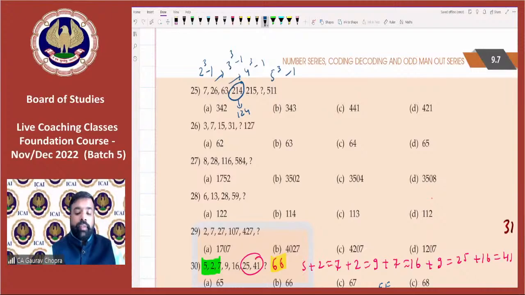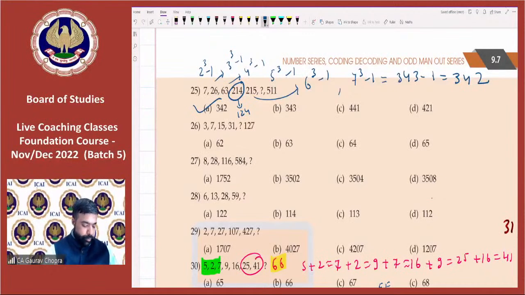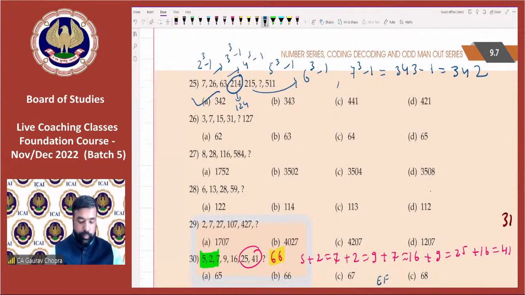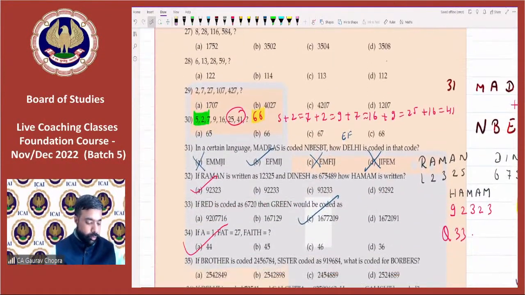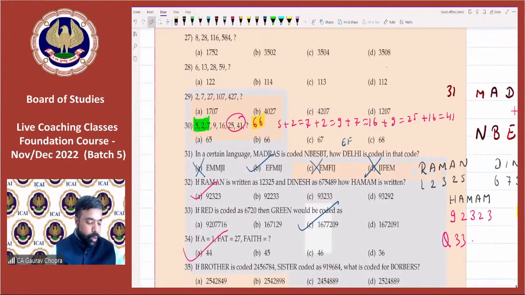Then for 215, 215 will be 6 cube minus 1. So what should be the next answer? 7 cube minus 1. So 343 minus 1, that would be 342. Option number A. Okay. So correct answer would be option number A. All right. So 25 also we have done.